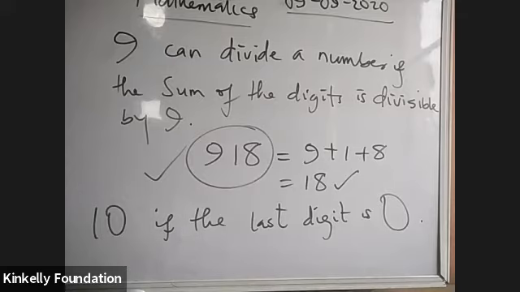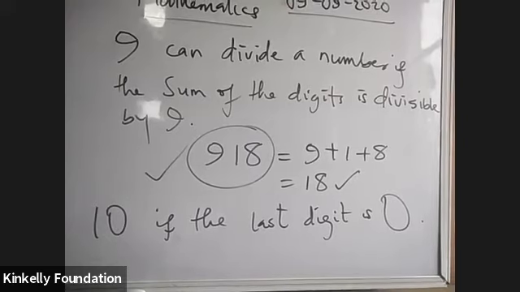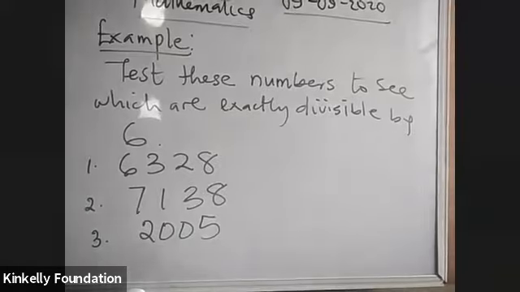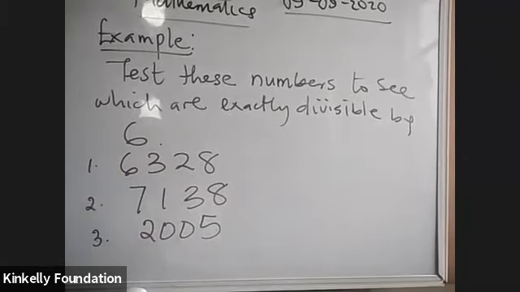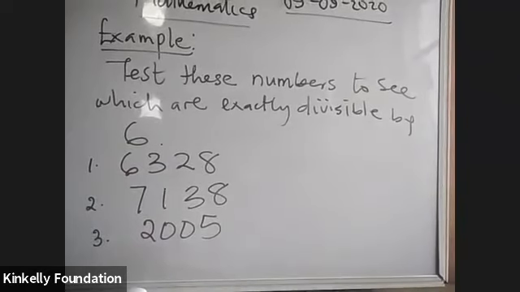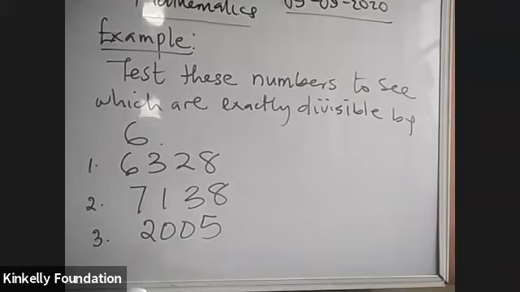So let's quickly look into some examples on these rules for divisibility, to see which of them are exactly divisible by 6. So we have the first one, 6328. The second one, 7138. And 2005. Remember this one, 6328, 7138, and 2005. So let us check.